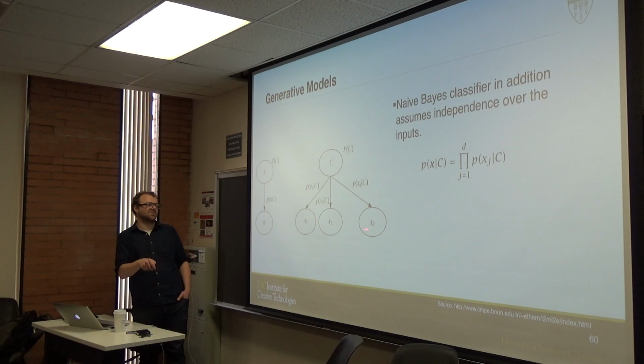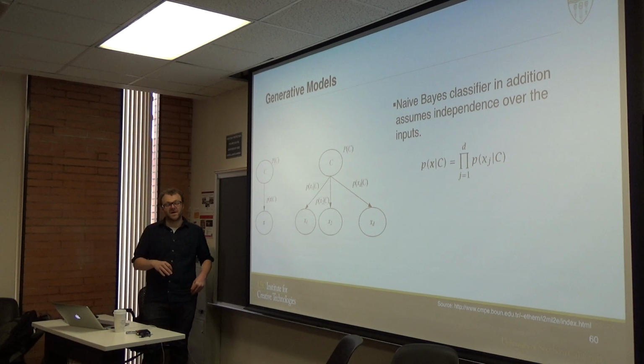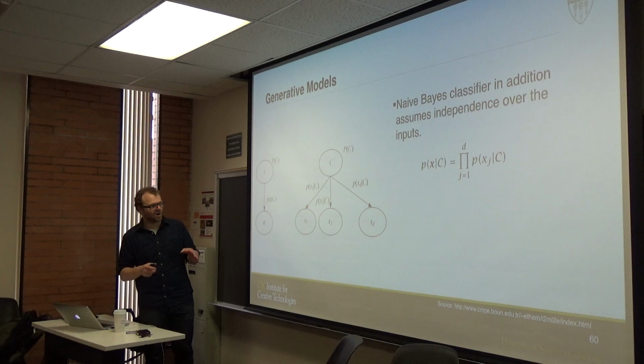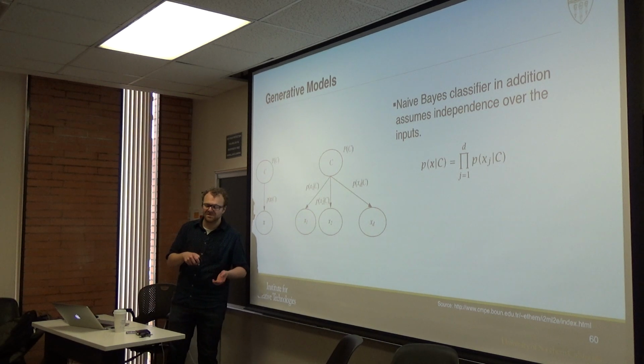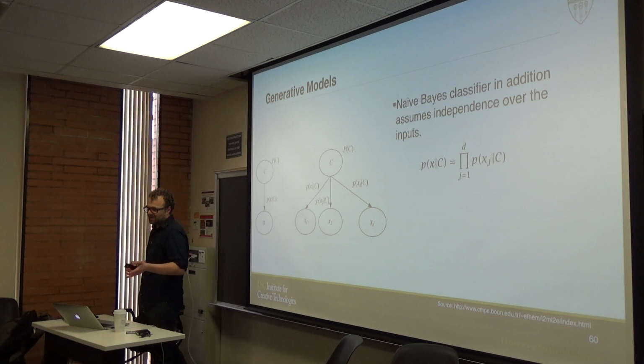So that's how you represent the independence between the single dimensions of your observation. All of these are completely independent from each other given a certain class C. And that obviously is sometimes a correct assumption, but sometimes also not.